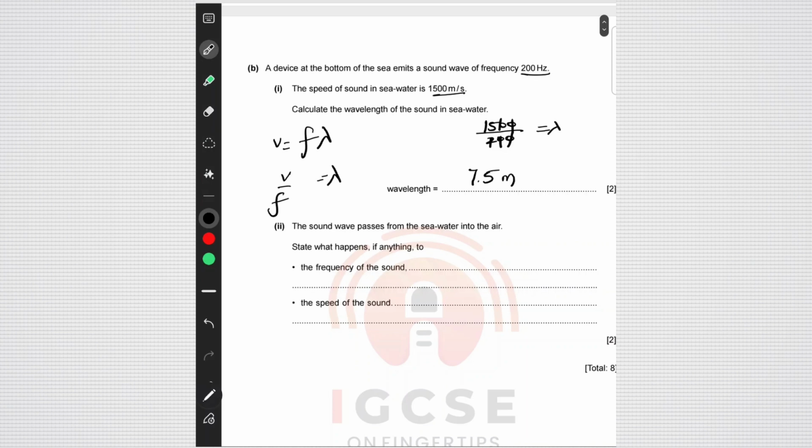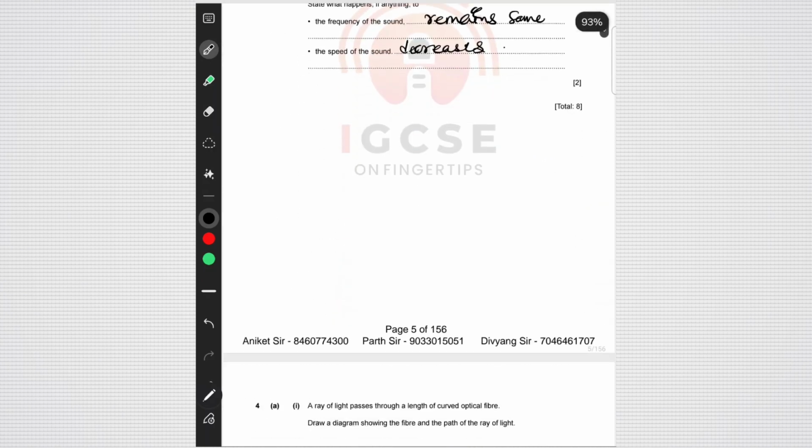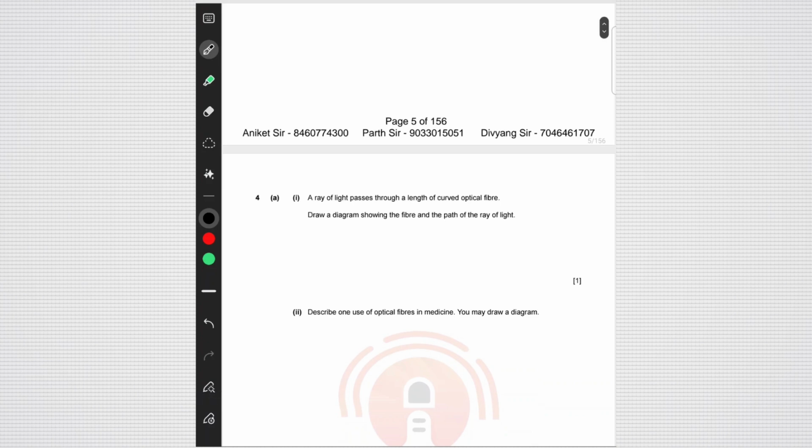The sound wave passes from seawater into the air. State what happens, if anything, to the frequency. Remains the same. And what happens to the speed? As we know, when sound goes into air, its speed decreases. As it is a rarer medium, it decreases. And they have only asked what happens, so you don't have to explain any of that.